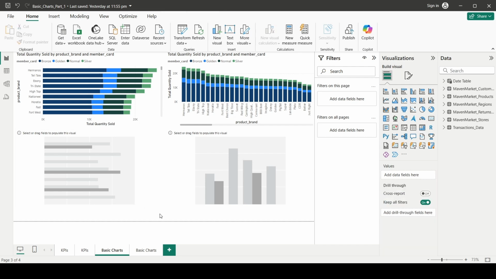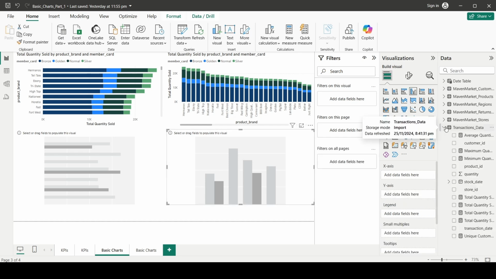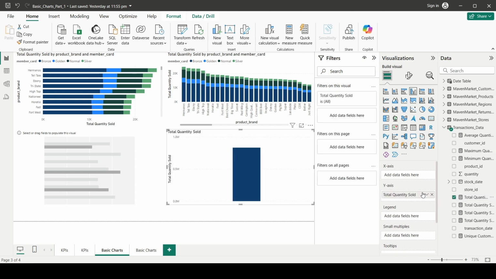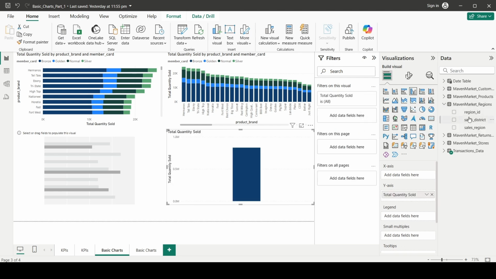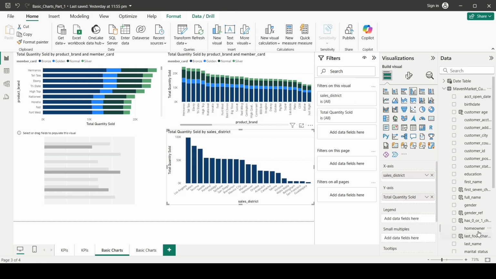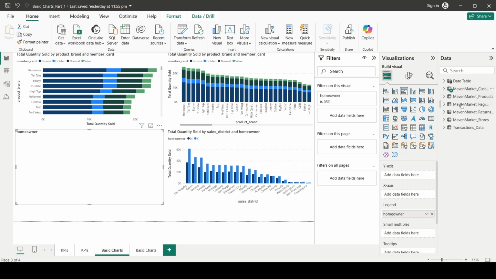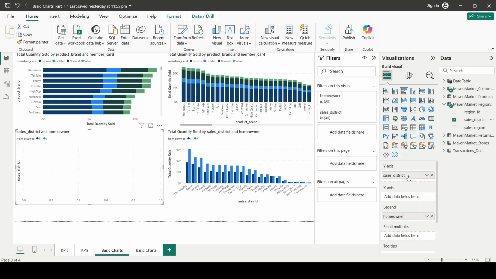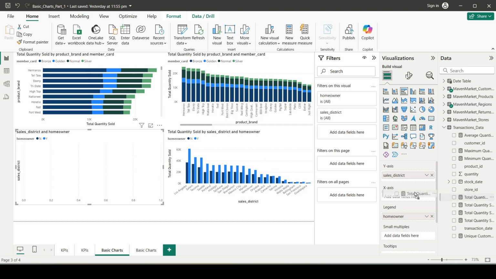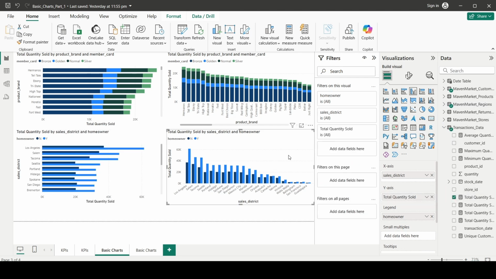Now, for our example, let's say we want to analyze total quantity sold across different sales districts grouped by homeowner status. To do that, let's click on the clustered column chart, go to transaction data, take total quantity sold on the y-axis, sales district on the x-axis, and homeowner as legend. Coming to the clustered bar chart, we'll take homeowner in legend, sales district in the y-axis, and total quantity sold in the x-axis. As you can see, the clustered column chart represents sales district versus total quantity sold grouped by homeowner. And same with the clustered bar chart too.